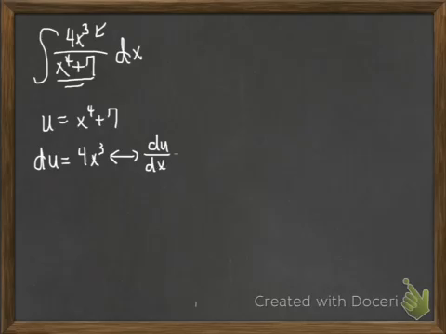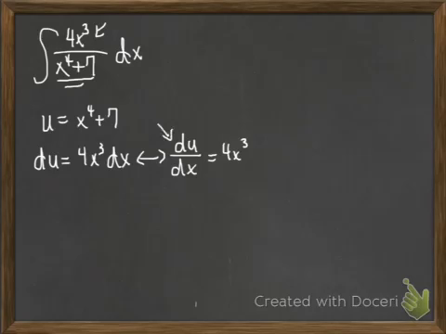Don't forget the dx here. We need the dx. This is basically saying the same thing as du over dx equaling 4x to the third. Now this is not actually a fraction. It's just so we know that we're taking the antiderivative, the indefinite integral, in terms of x. But for this purpose, you can think of it as a fraction.